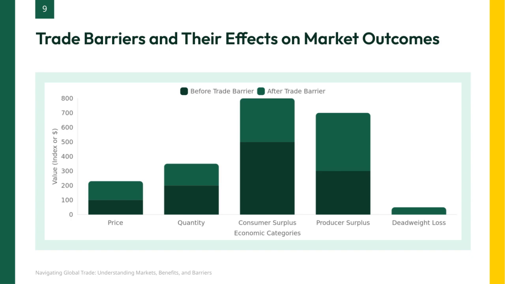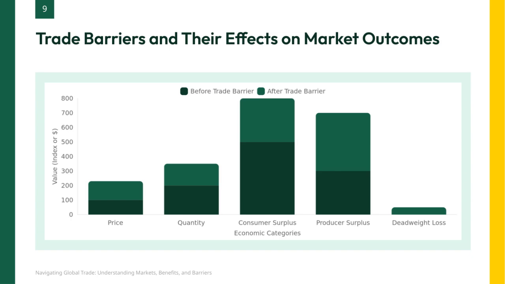After introducing the trade barrier, prices rise significantly to 130, while the quantity sold drops to 150, showing reduced market activity. Consumer surplus decreases sharply to 300, meaning consumers are worse off due to higher prices and less availability. However, producer surplus increases to 400, benefiting domestic producers thanks to reduced foreign competition.